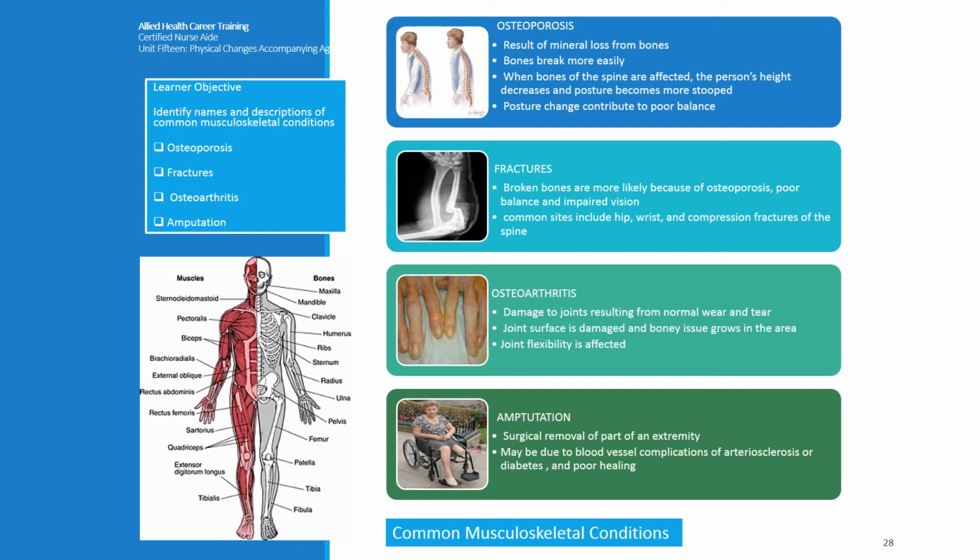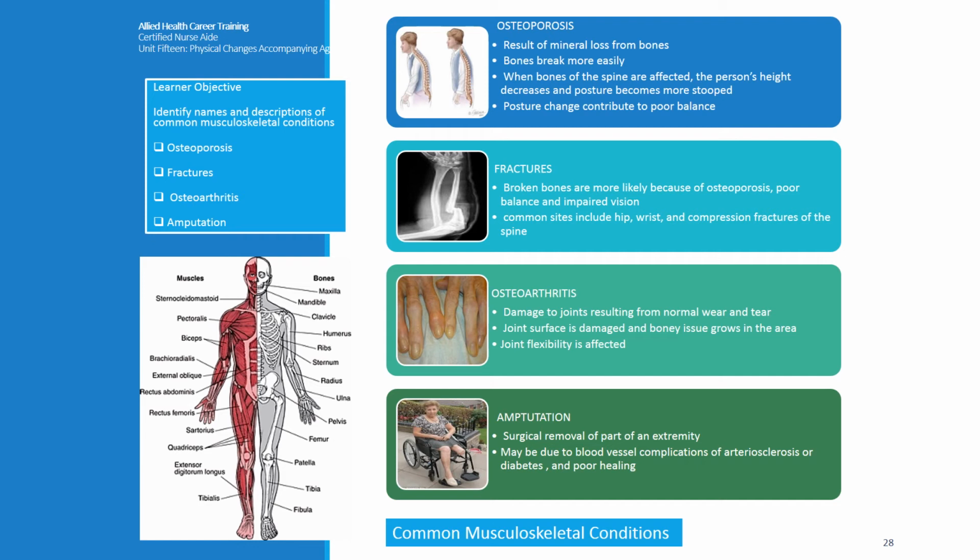So fractures, these are broken bones, and a fracture is a break. It used to be said that, oh, well, you just have a fracture, it's not really a break. Yes, a fracture is a break. So your broken bones are going to be more likely because of your osteoporosis, poor balance, and impaired vision. A lot of common sites include the hip, the wrist, and then those compression fractures of the spine. Those are pretty common sites to see fractures in older adults.